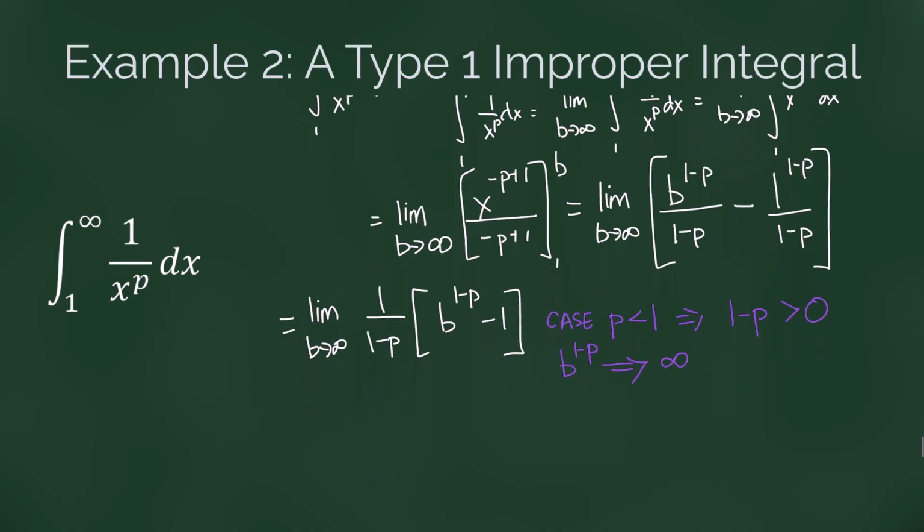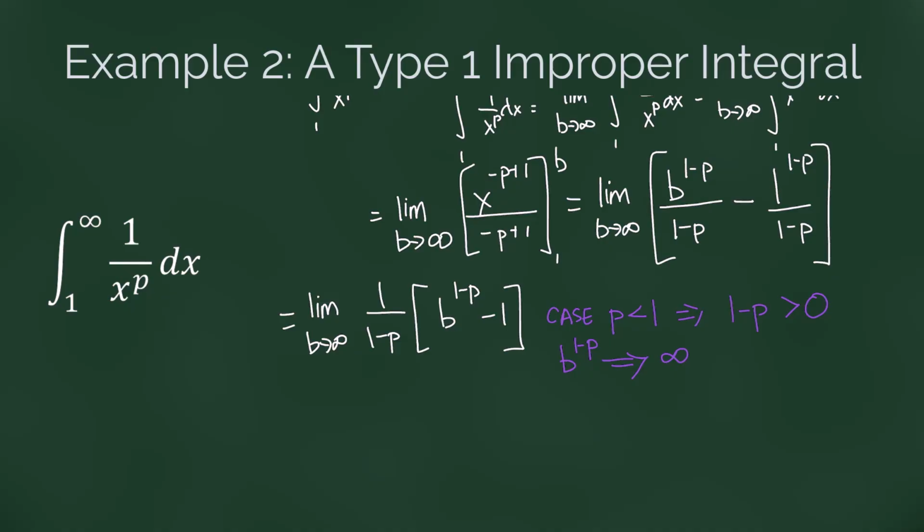So that means that this limit is going to be infinite in the case where p is less than 1. And so that tells us that the integral from 1 to infinity of 1 over x to the p dx diverges in the case where our p-value is smaller than 1.